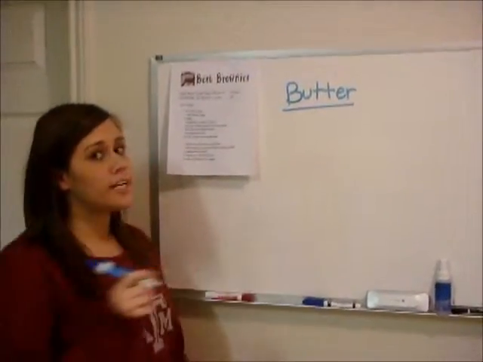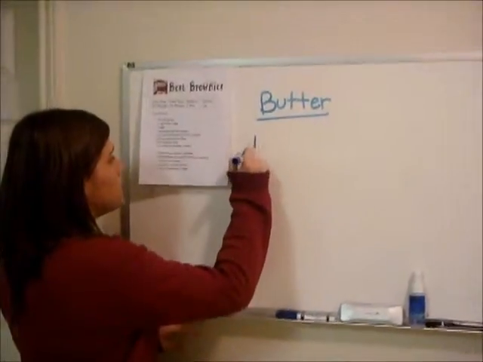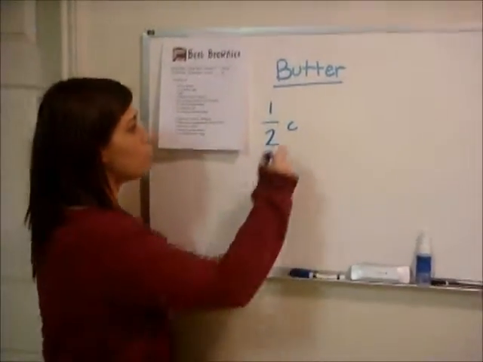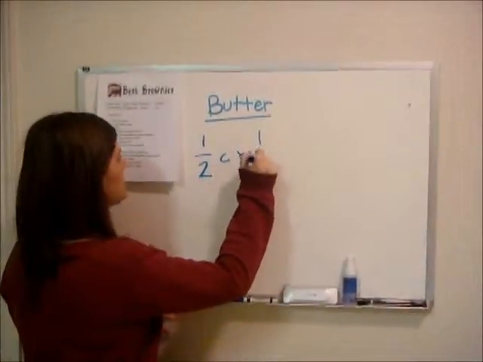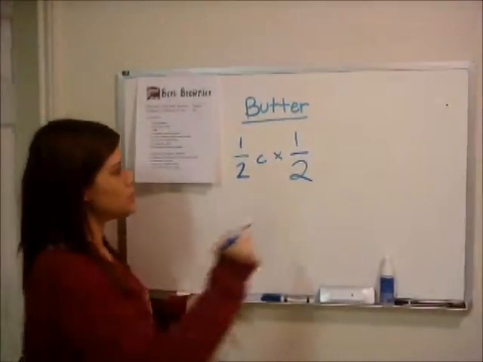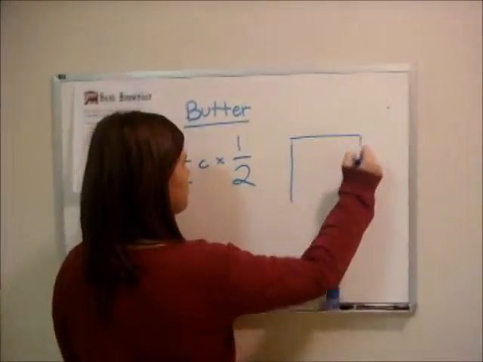Okay, so our first ingredient is butter. In the original recipe, we needed 1/2 cup of butter, but for the new recipe, we only need 1/2 of that. So we're gonna multiply times 1/2. We don't know how to multiply fractions, so what we're gonna do is draw a model to help us.